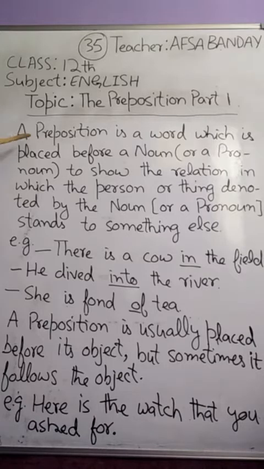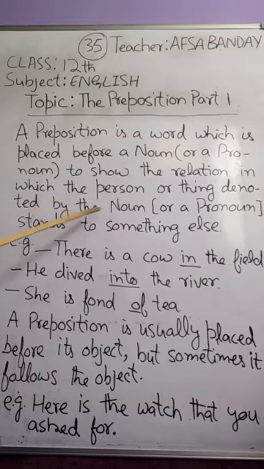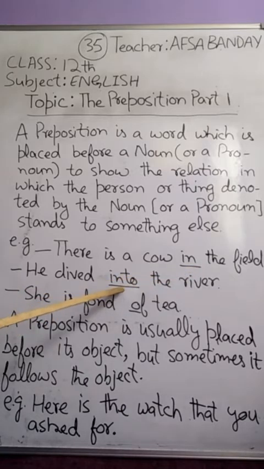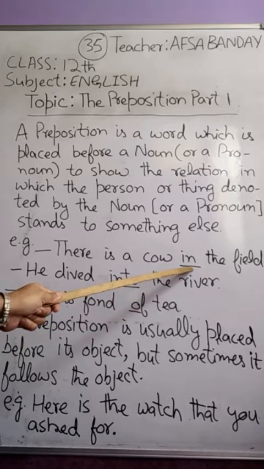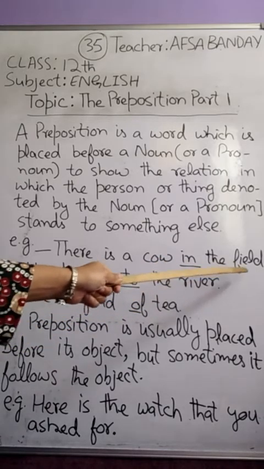What is a preposition? A preposition is a word which is placed before a noun or a pronoun to show the relation in which the person or thing denoted by the noun or pronoun stands to something else. That means it's placed before a noun. Here in these three examples you can look at. In the first example it's in, in the second example it's into, and in the third example it's of, and it is placed before a noun or a pronoun.